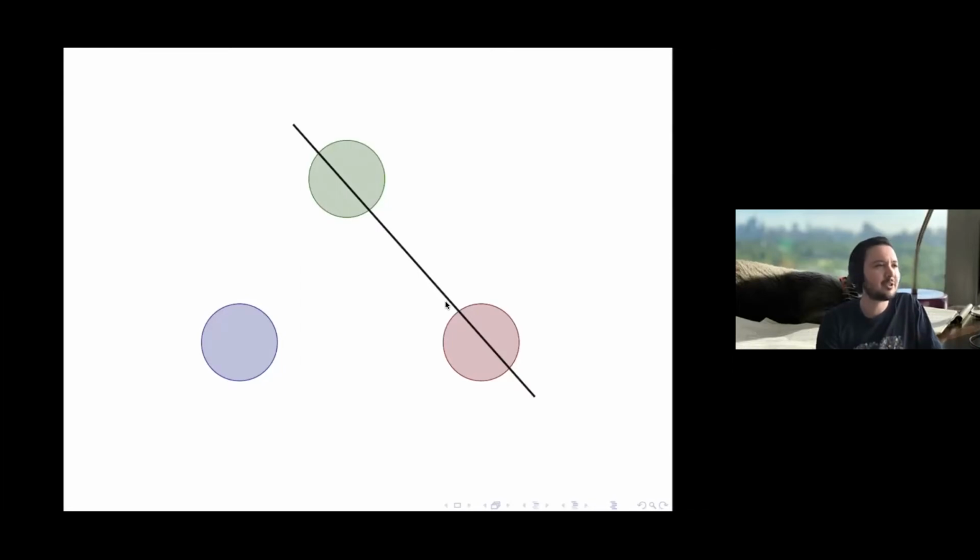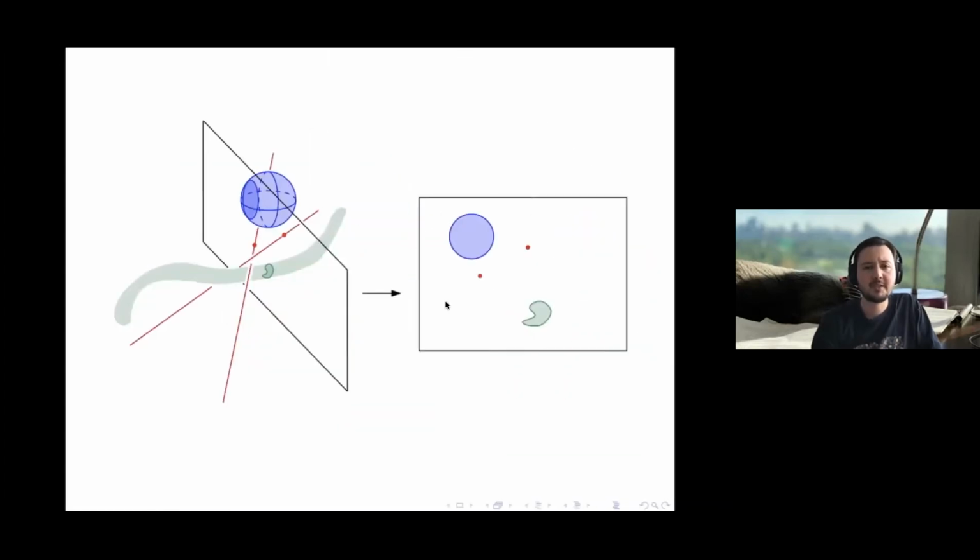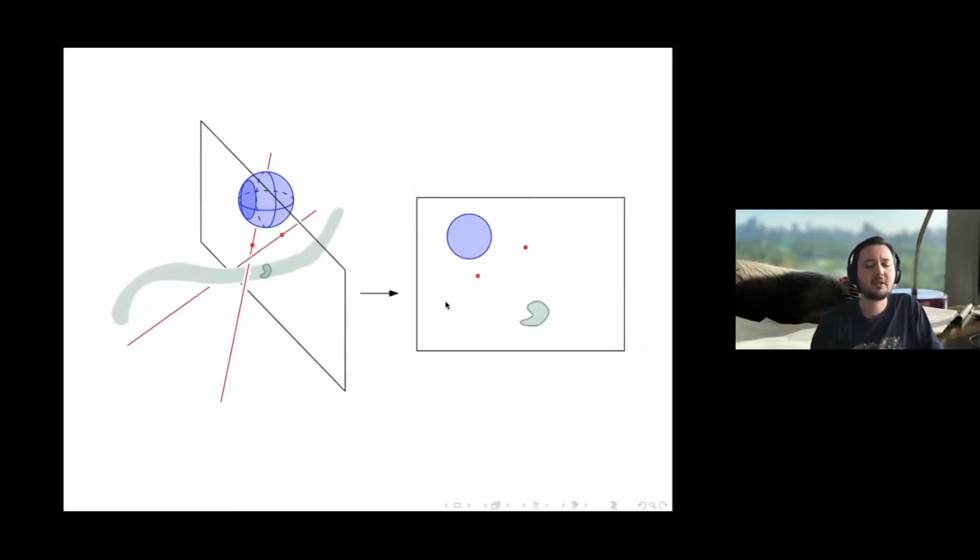If I want to cheat and get more measures than I should have, I either have to impose conditions on the measures, or I have to do something different. And this is where mass assignments come into place. So think of the following scenario. I have these 3 families of objects in dimension 3. I have a sphere, I have 2 red lines, and I have this green blob floating.